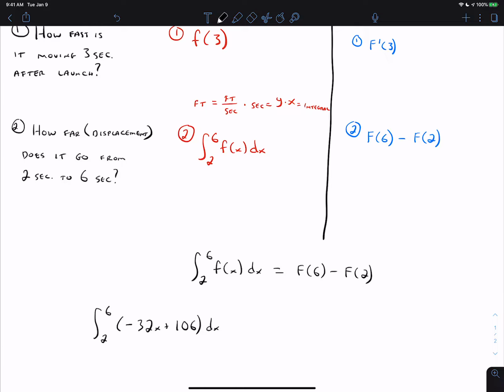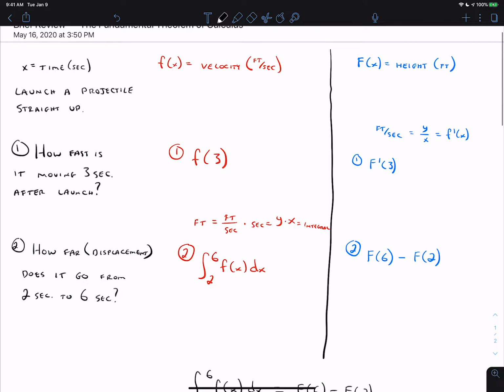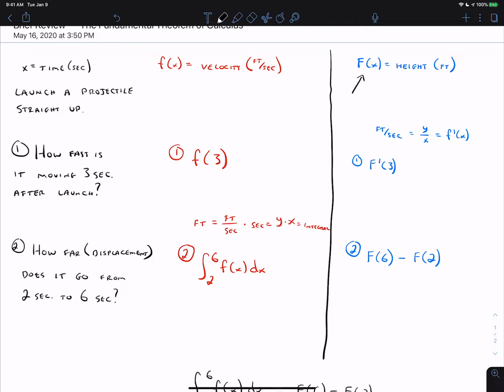dx. Okay, so if the velocity function was negative 32x plus 106, then look closely at what the statement above is saying, where it says do F of 6 minus F of 2. It is not saying that you just plug in 6 and plug in 2 to that function and subtract. What it is saying is that you plug it into this other function. You plug it into the height function rather than the velocity function, and you subtract the height values.